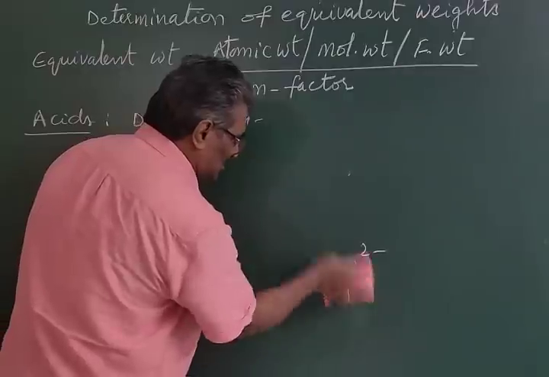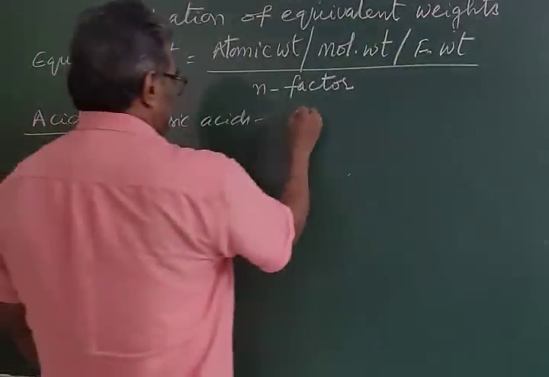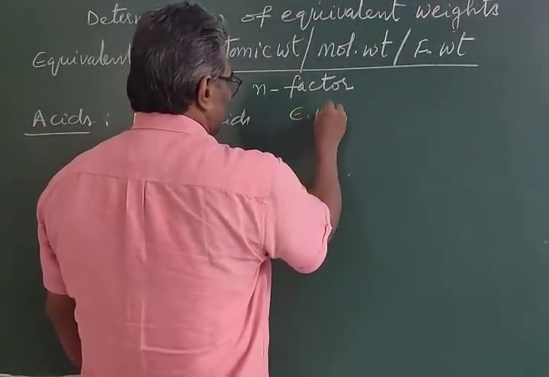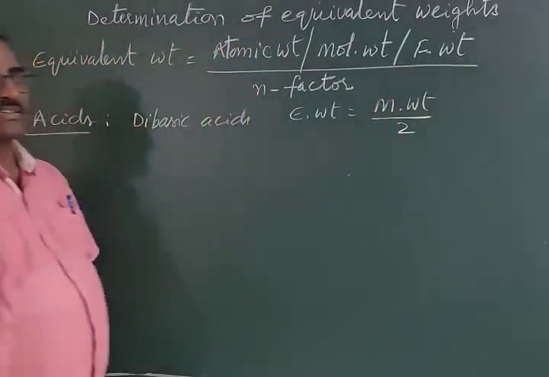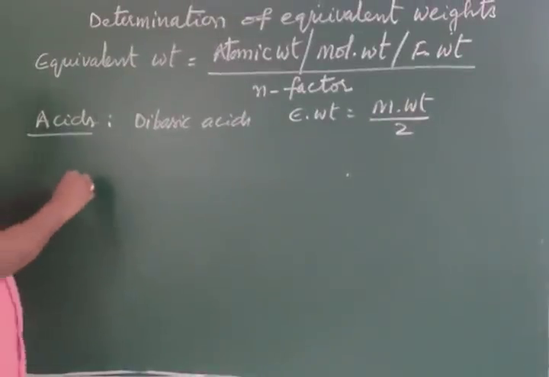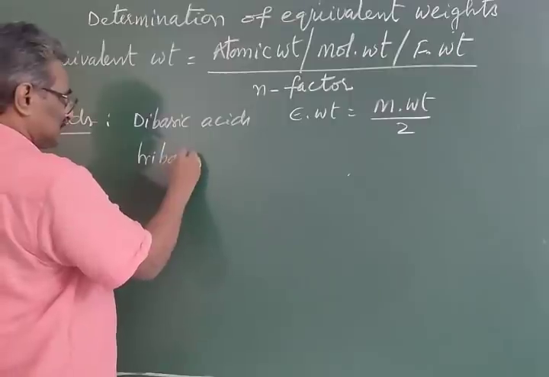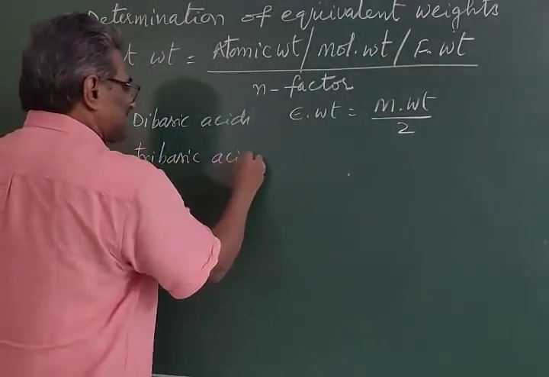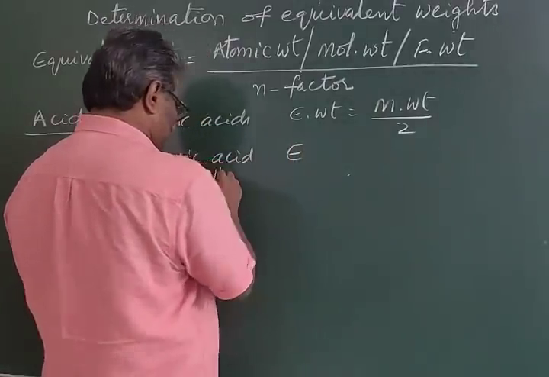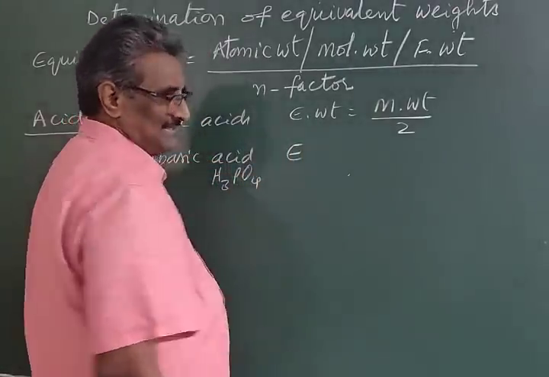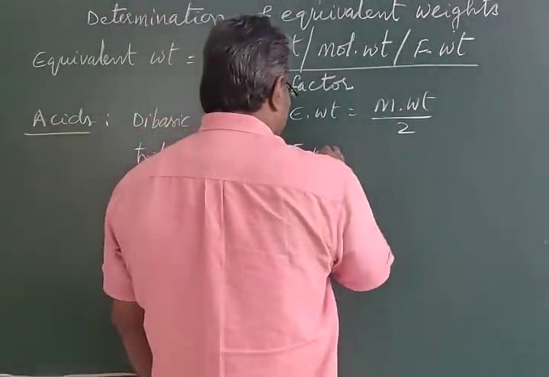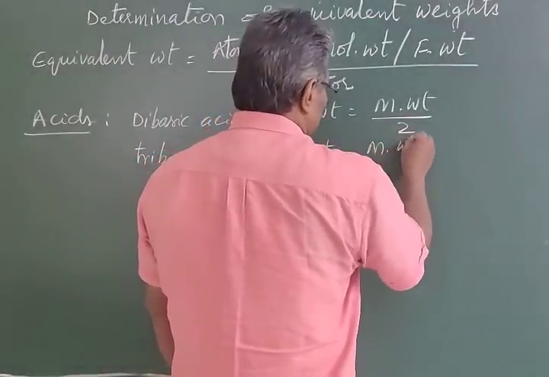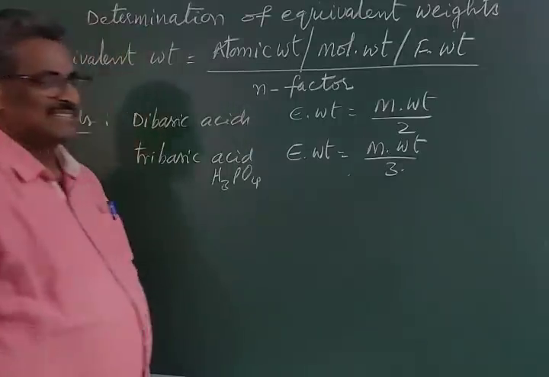As the N factor is 2, equivalent weight is equal to molecular weight by 2. For dibasic acids, equivalent weight is equal to molecular weight by 2 as N factor is 2. For tribasic acids like H3PO4, phosphoric acid or citric acid, which are examples of tribasic acids, equivalent weight is equal to molecular weight by 3.